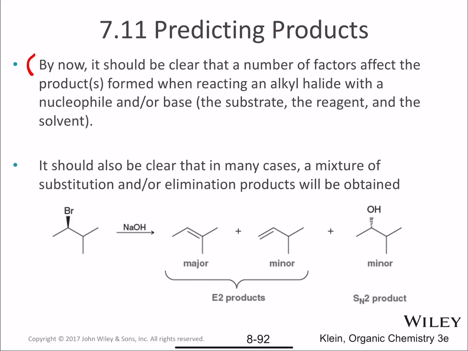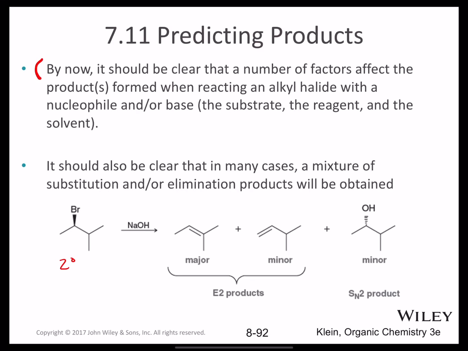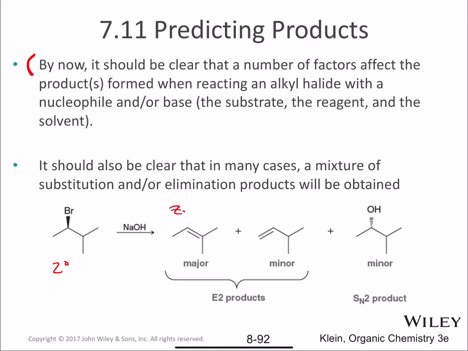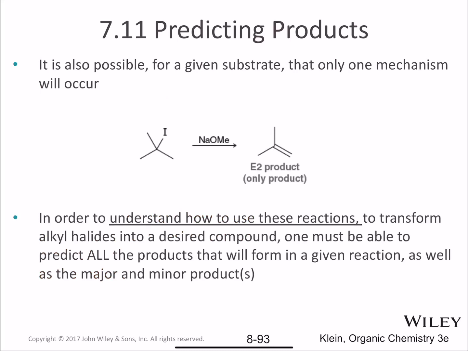So here's an example of a secondary alkyl halide. We're treating that with a strong base and a strong nucleophile, and you can see that the elimination products predominate, and that I also get some of the substitution product. And then between the two elimination products, you can see that the Zaitsev product, or the more substituted alkene, is the predominant of the two alkenes. So you need to be able to look at a substrate and decide what's going to happen.